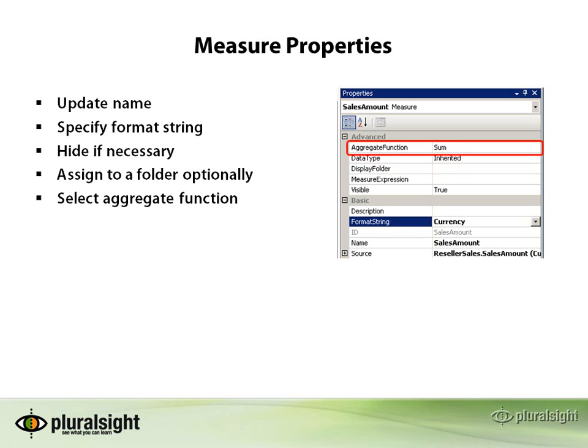And perhaps the most important property of all, we have the aggregate function. The default is sum, which adds up each record in the fact table by dimension.